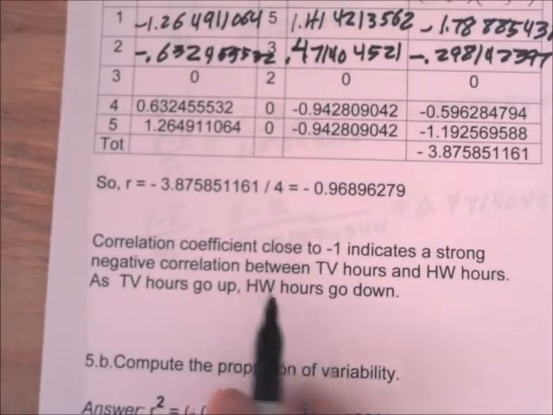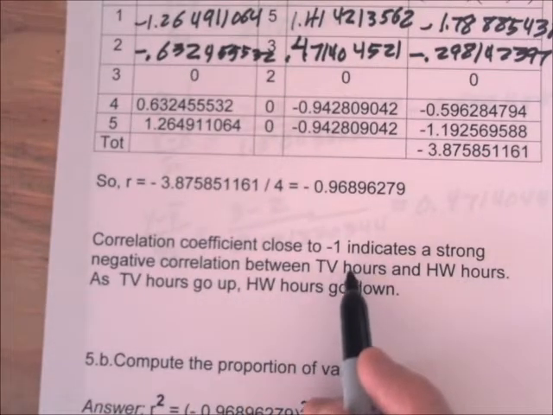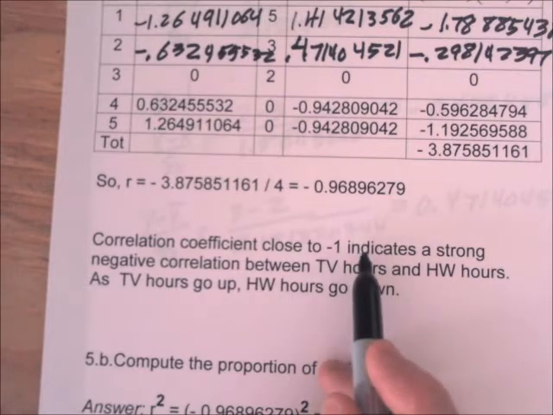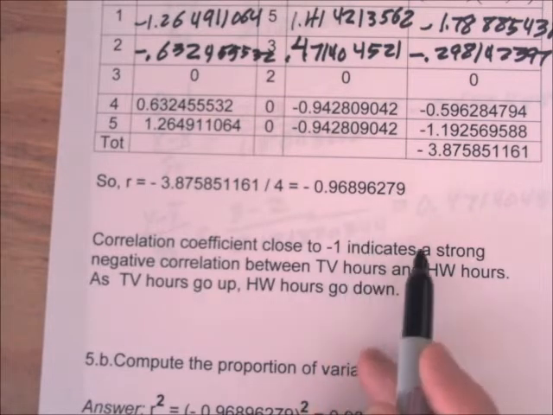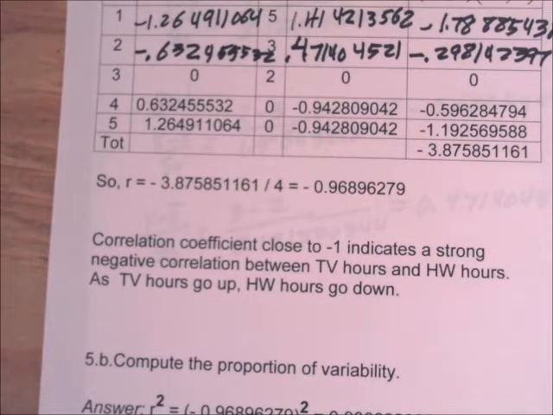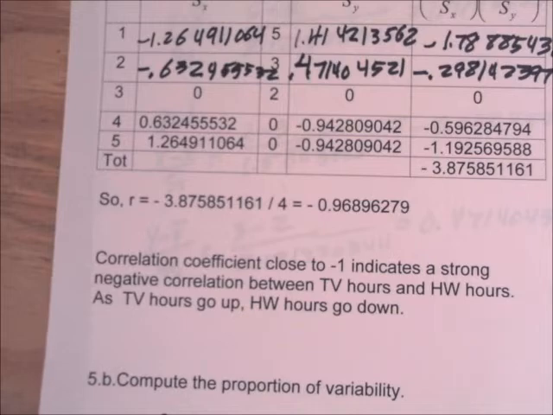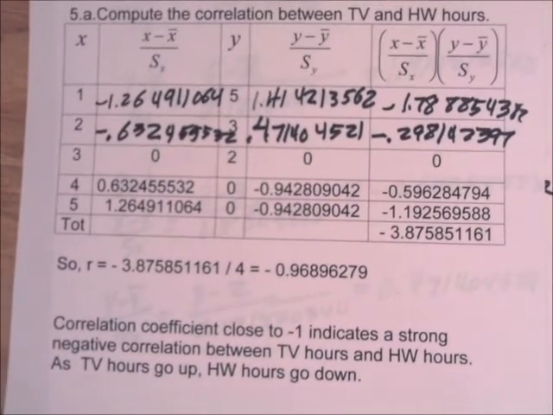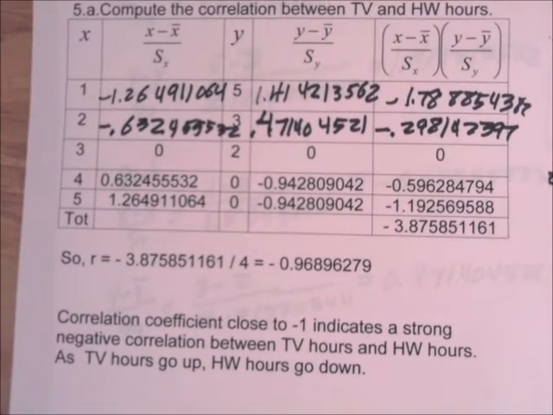So this is close to negative 1. The correlation coefficient is always between negative 1 and 1. If it's close to negative 1, it indicates a strong negative correlation. So that means the points are close to a straight line with negative slope. If it's close to positive 1, that would be close to a straight line with positive slope. So anyway, this is strong negative correlation. As the TV hours go up, the homework hours go down.